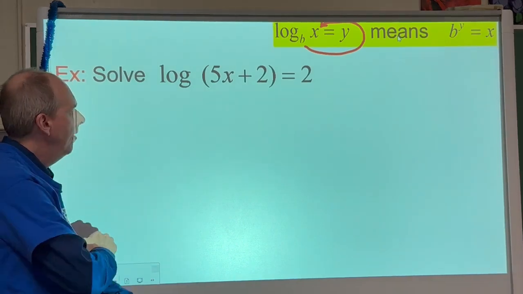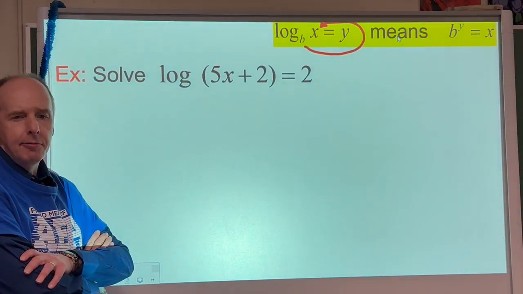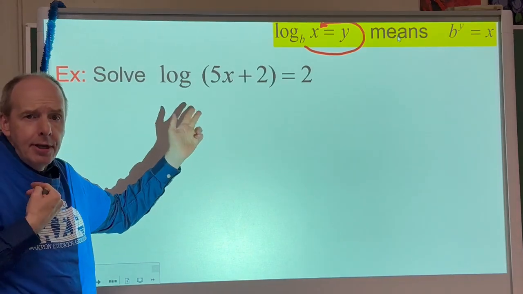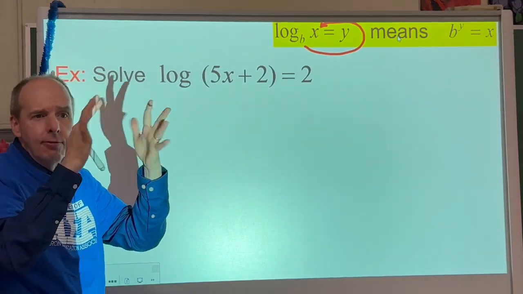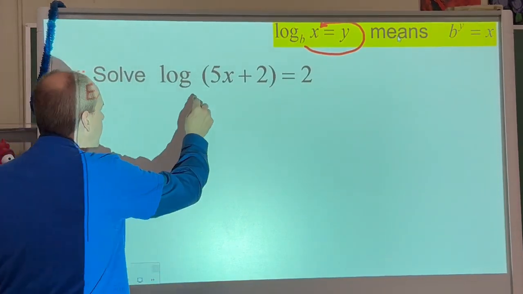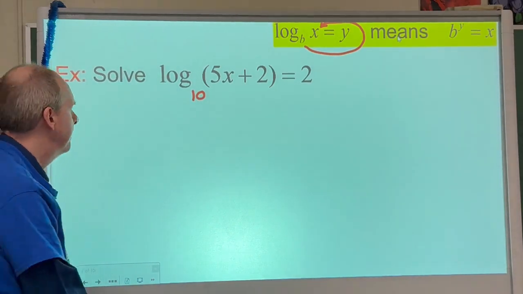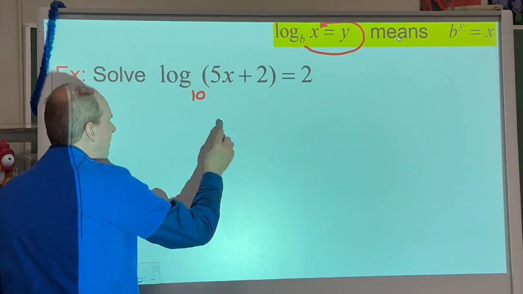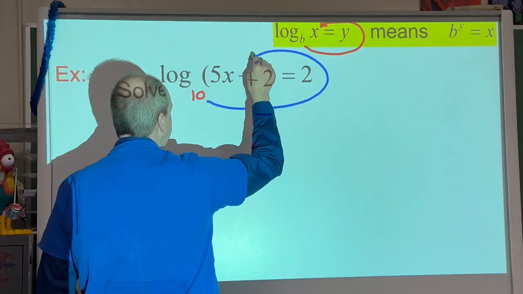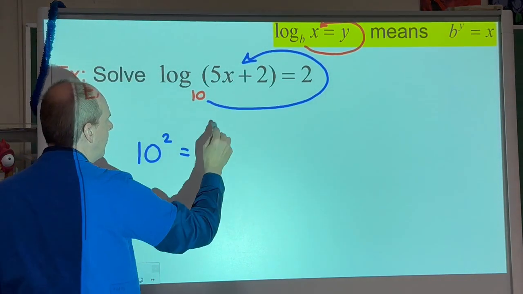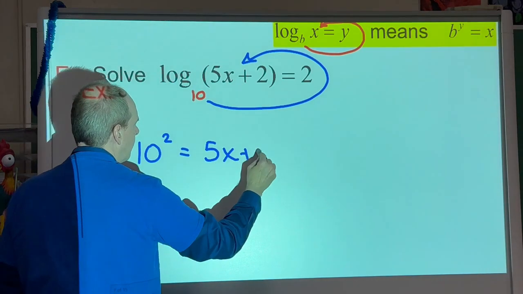Well, solve log of 5x plus 2 equals 2. We start in our basement. There's no number here. What are we going to do? Remember, common base is base 10 because we have 10 fingers. We learn to count on our fingers. So now we use the loop. 10 to the second power equals 5x plus 2.